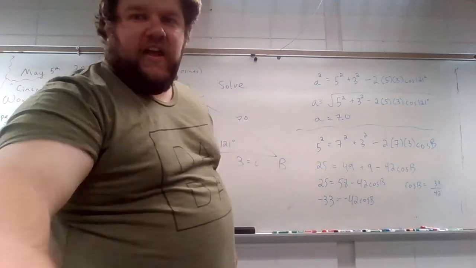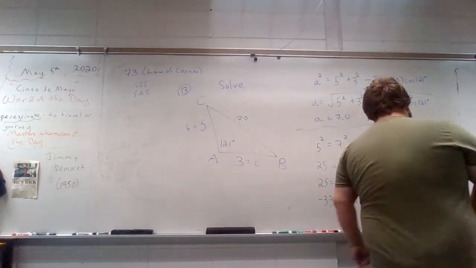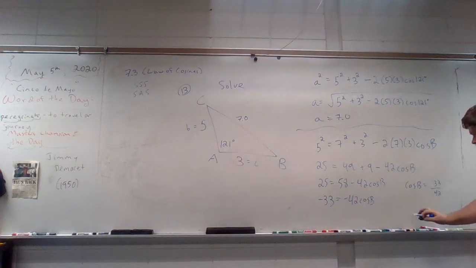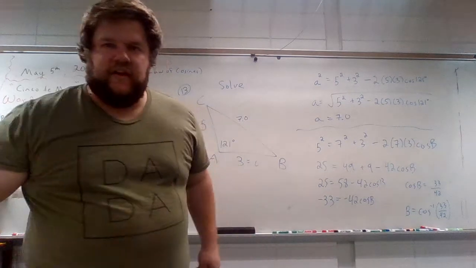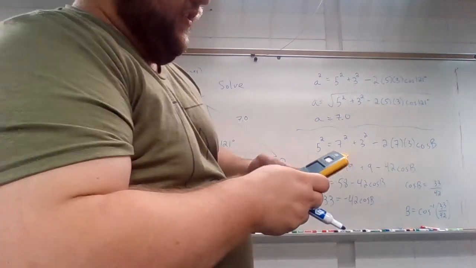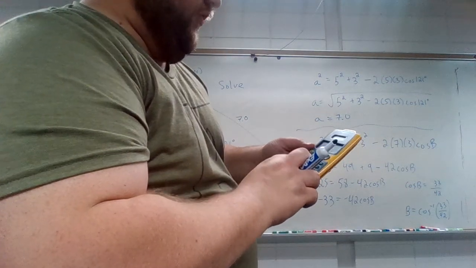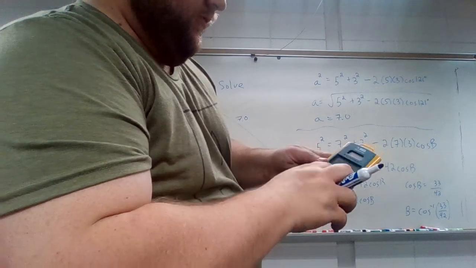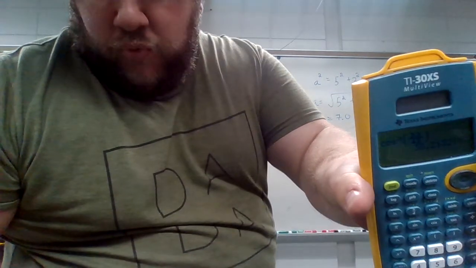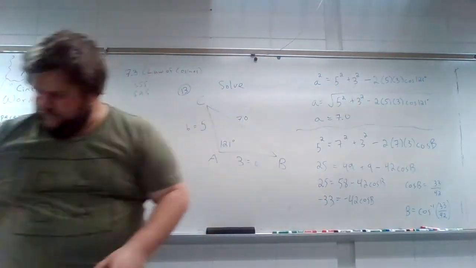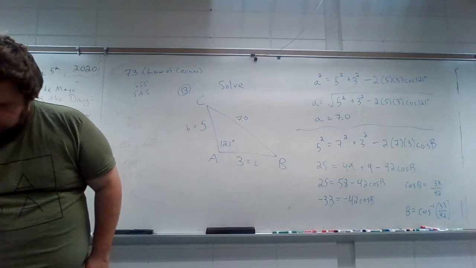And then once I'm there, to get B, I would just do the cosine inverse, which we did a little bit of last week, but cosine inverse of this. And I would want to be in degree mode on the calculator. Okay, so degree mode, and do cosine inverse of, say, 33 over 42. And that would get our angle in degrees. That's 38.2 degrees, as you see there. Okay.